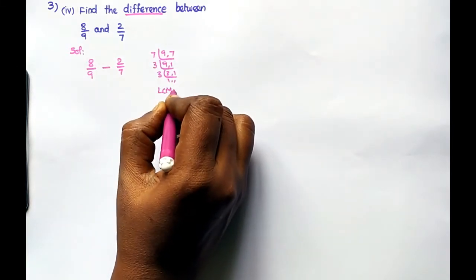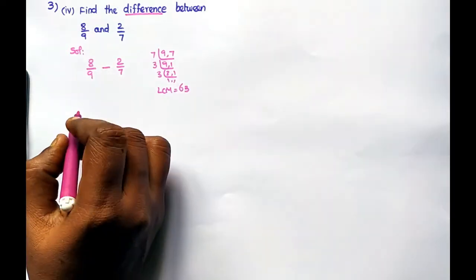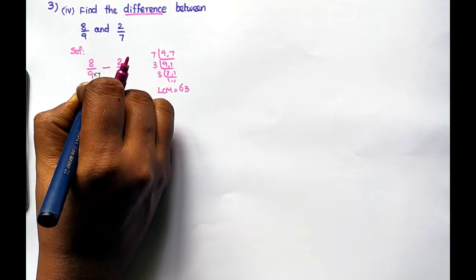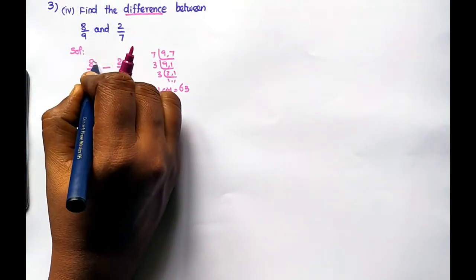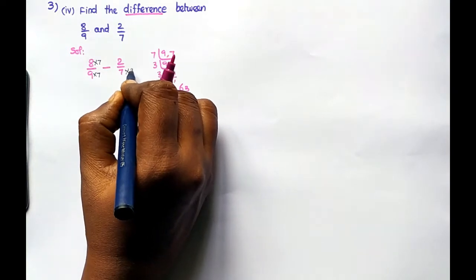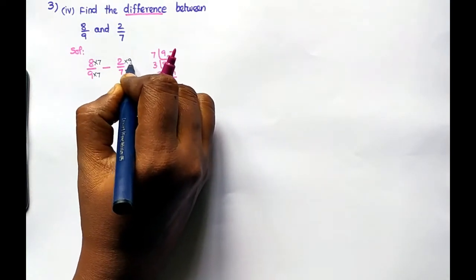So LCM equal to 63. Multiply here by 7, we get 63. Same number we have to multiply with the numerator also. Here multiply with 9.